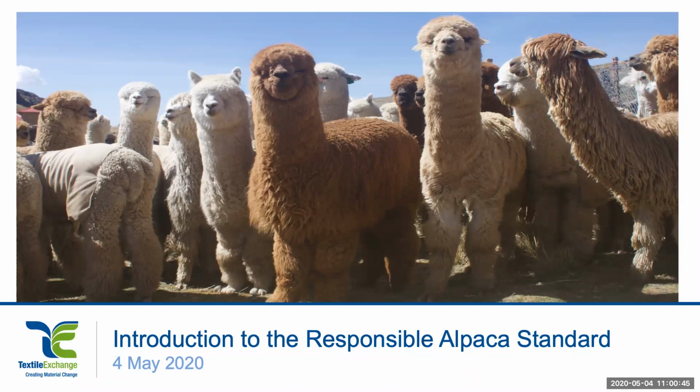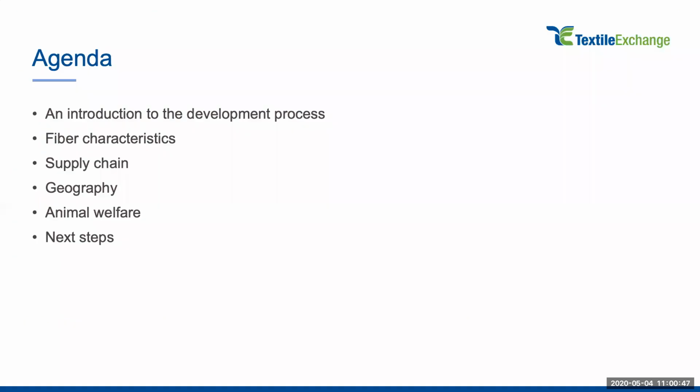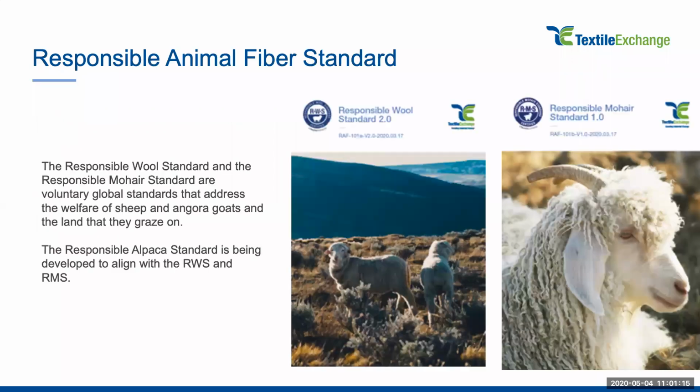Thank you, and welcome to this webinar. With me, I've got Callie Weldon and Anna Heaton, and we're going to be providing an introduction to the development process for the Responsible Alpaca Standard. Callie is going to give us an overview of alpaca as a fiber, its supply chain, and the geography it's grown in. And Anna is going to provide us with an overview of animal welfare issues related to alpaca. Next slide, please.